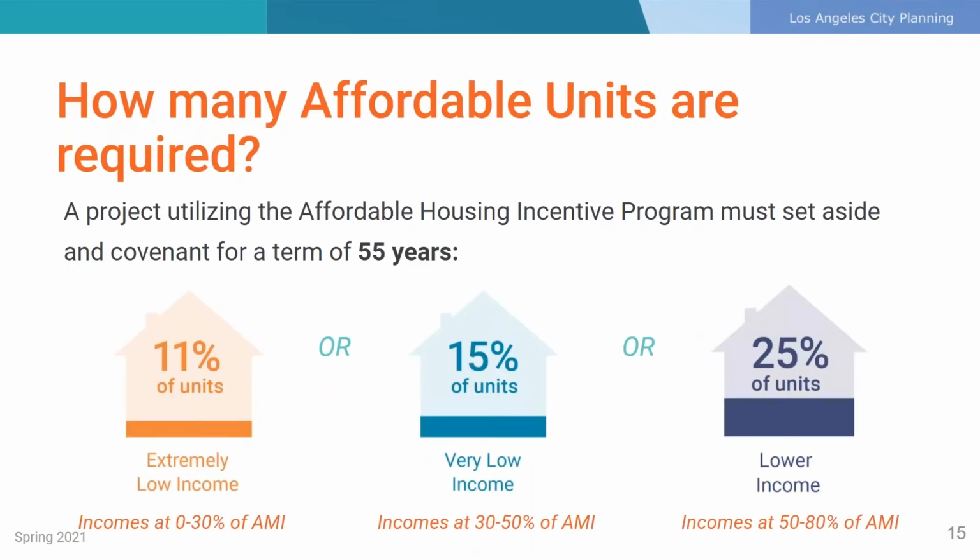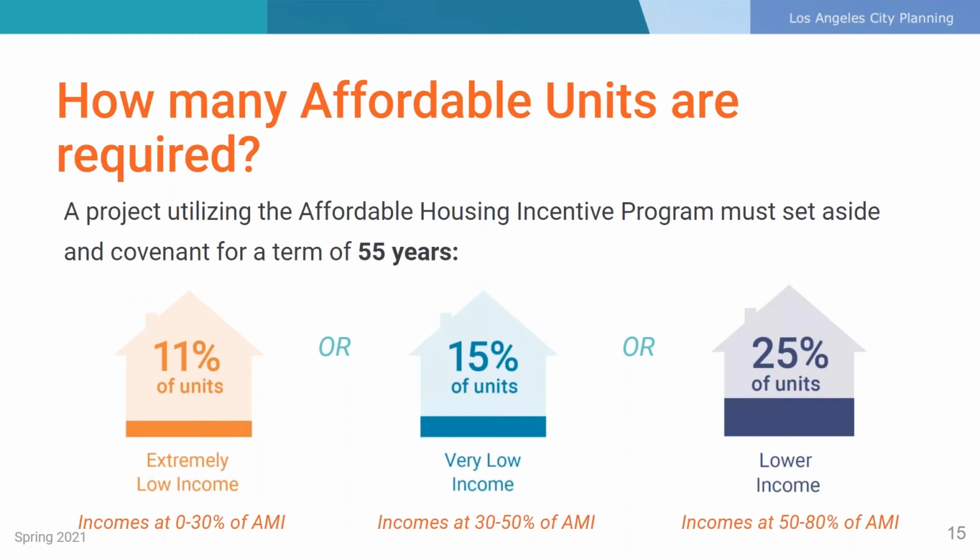So how many affordable units are actually required for an applicant or developer to use this program? The Boyle Heights program requires that a developer or applicant set aside at least 11% of the total units in the building for extremely low income households, which means that the household earns between 0 to 30% of the area median income, or provide 15% of the total units for very low income households, earning 30 to 50% of the area median income, or provide 25% of the total units for lower income households, with incomes of 50 to 80% of the area median income.